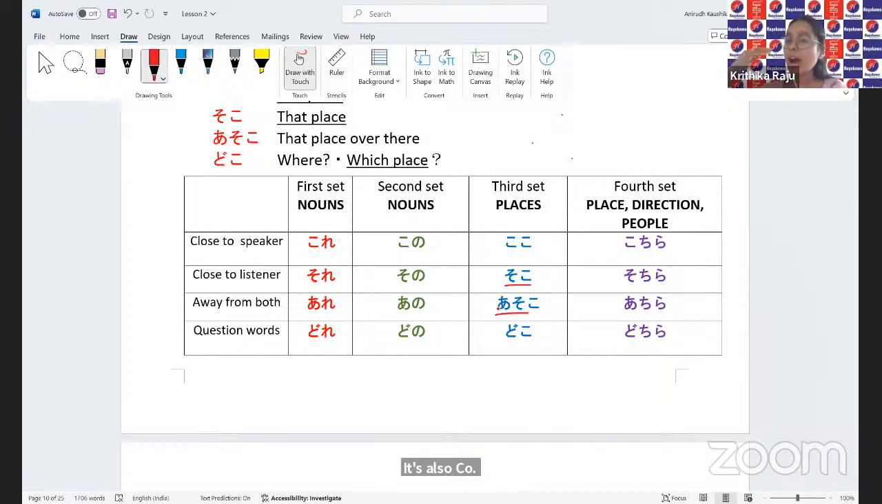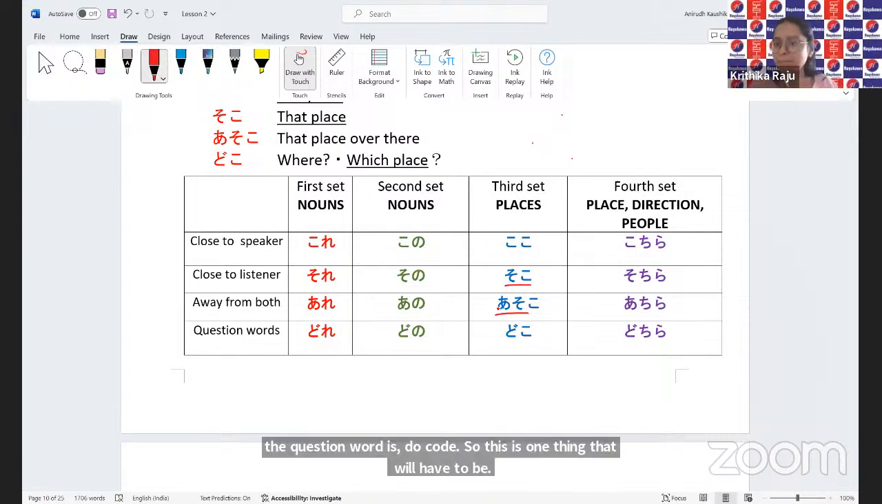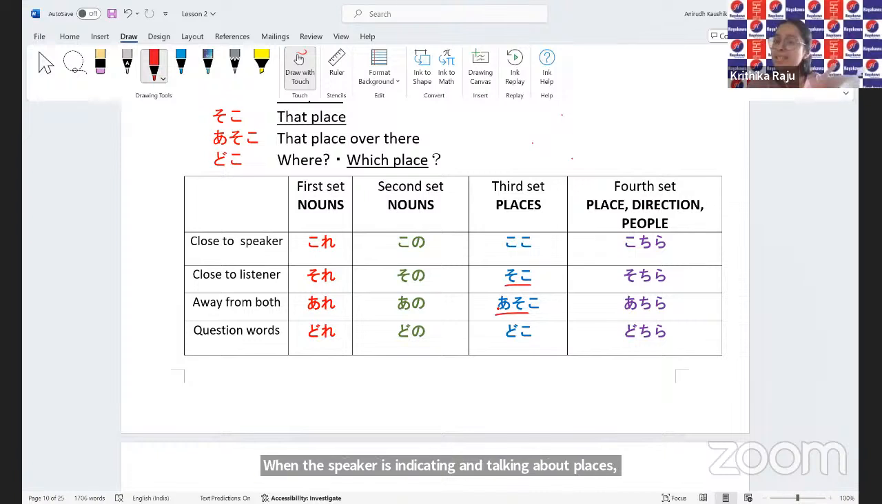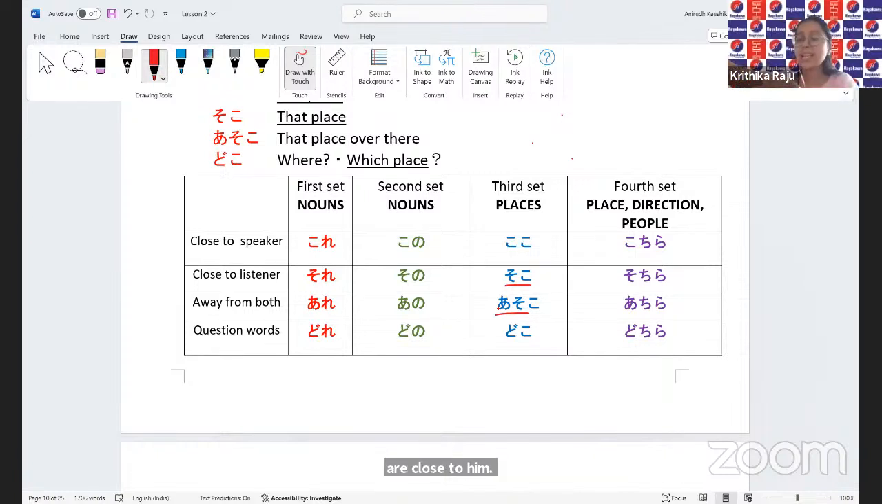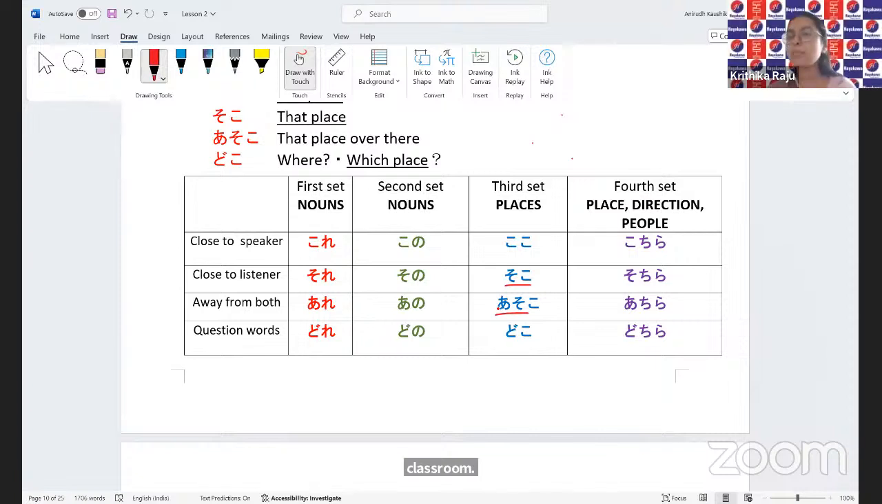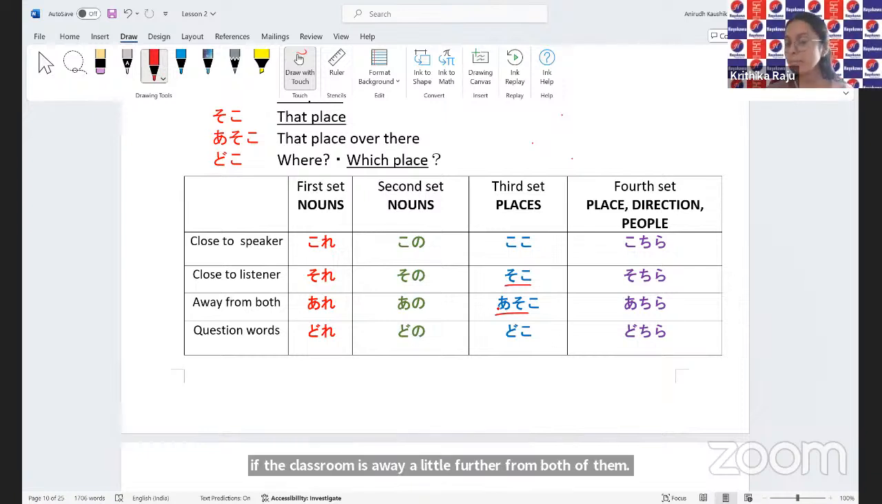Koko, soko, asoko. So when the speaker is indicating and talking about places that are close to him, for instance, if the speaker is standing closer to the entrance of the classroom, then he'll say this. If the listener is standing near the entrance of the classroom, then the speaker will look at the classroom and say that classroom. And if the classroom is a little further away from both of them, from their positions, then you say asoko wa. That place over there is.